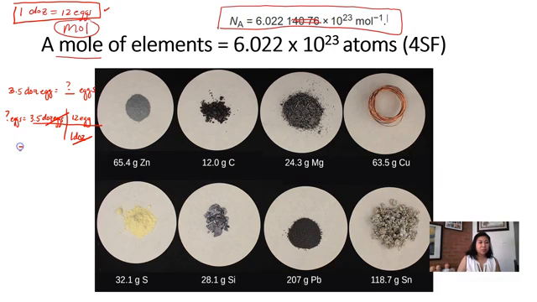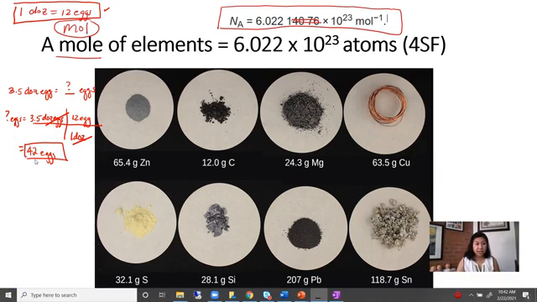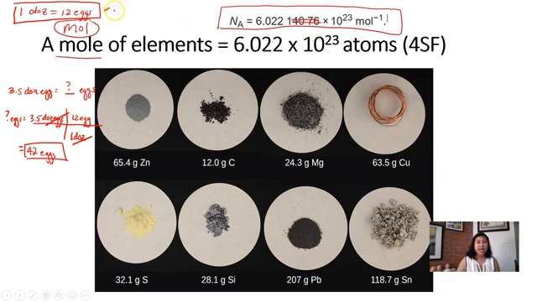Okay, so 3.5 times 12, that will give you a number. And the answer is 42 eggs. There are 42 eggs in 3.5 dozen. Now, look at this information. This information is an exact number. We know for a fact that a dozen contains 12, not 12.5, not 11.5, but exactly 12 individual pieces. So this number is an exact number.